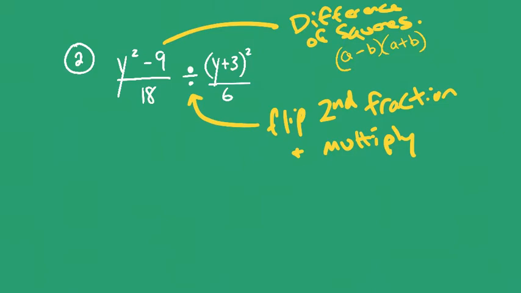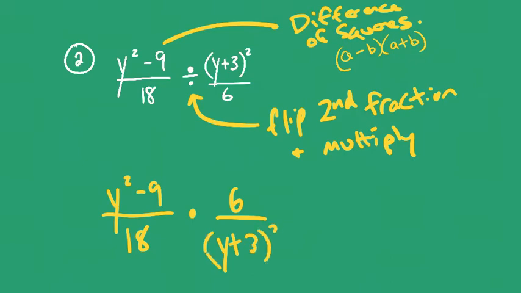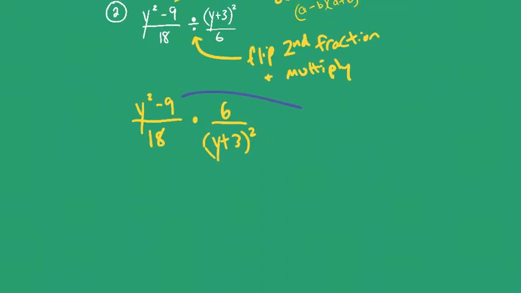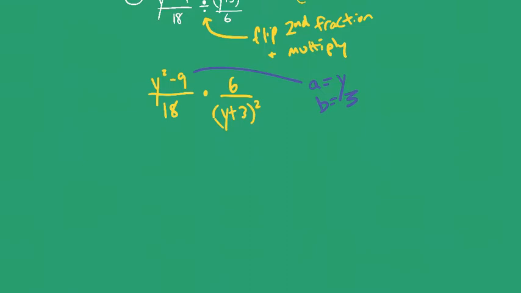So let's see. I'll go ahead and leave this as it is. The first fraction is going to stay the same. Going to multiply now 6 on top, y plus 3 squared on the bottom. And something else that you'll do here, like I said, this is the difference of squares. So a in this case is going to be equal to y. B in this case, the square root of 9, is going to be 3. So when we factor that, that's going to be y minus 3. In other words, a minus b, and then a plus b.